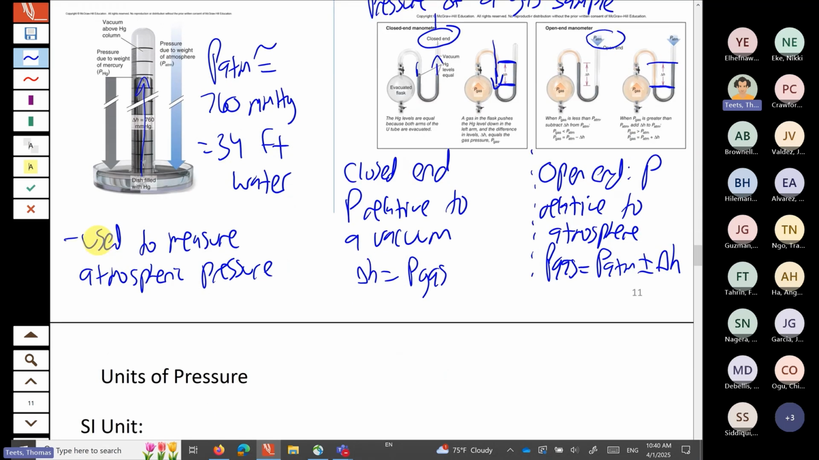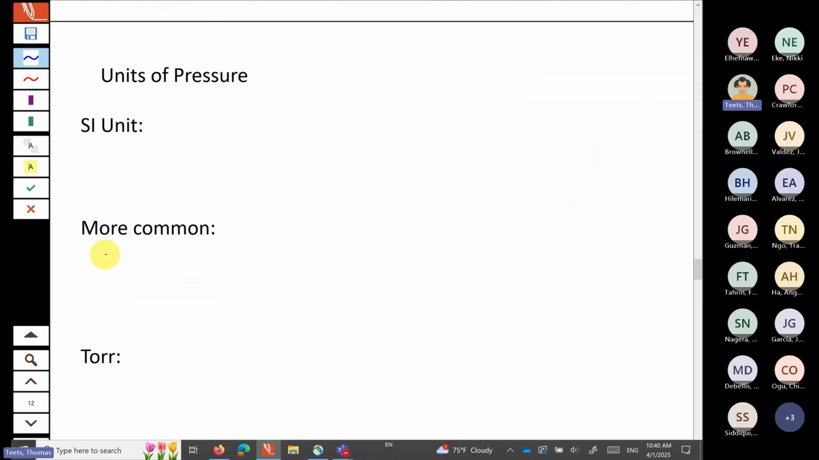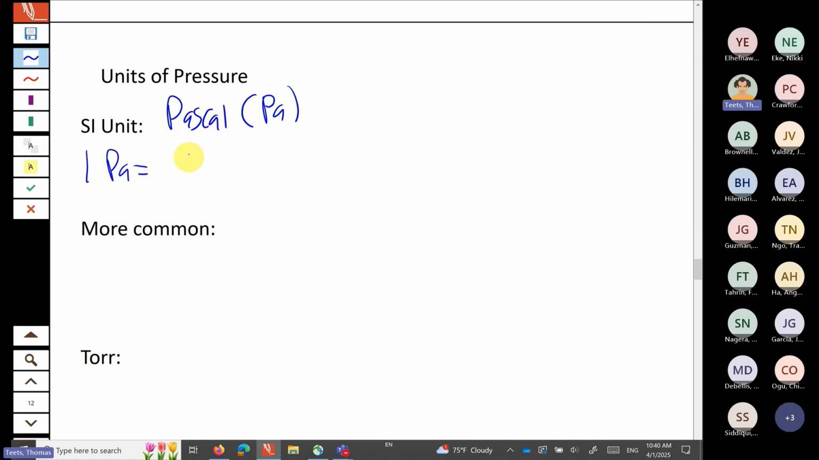Now that we know a little bit about how it's measured, let's talk about the units for pressure, because there are a few of them we want to be familiar with. So the SI unit for pressure is called the Pascal, abbreviated as Pa, named after the scientist Pascal. And because it's an SI unit, it's a compound unit of other SI units. So pressure is force divided by area.